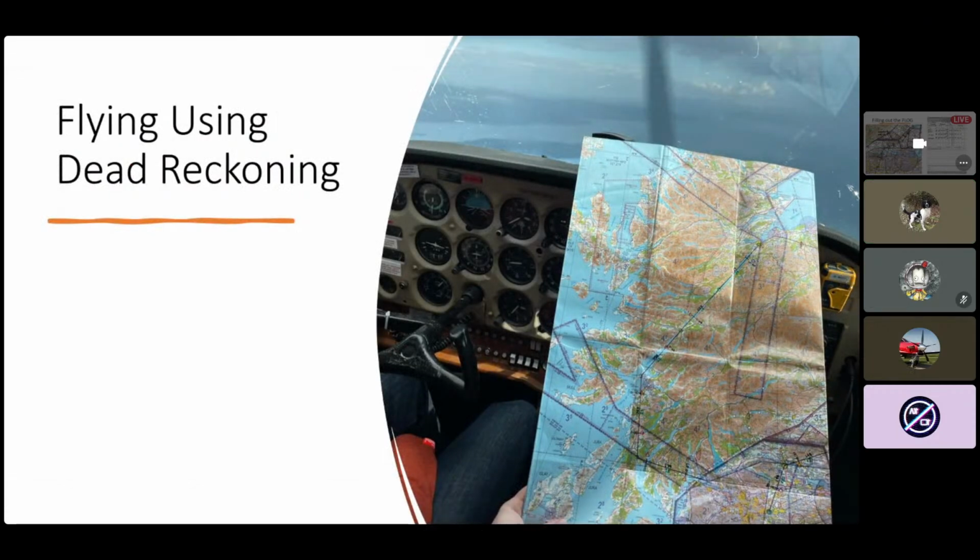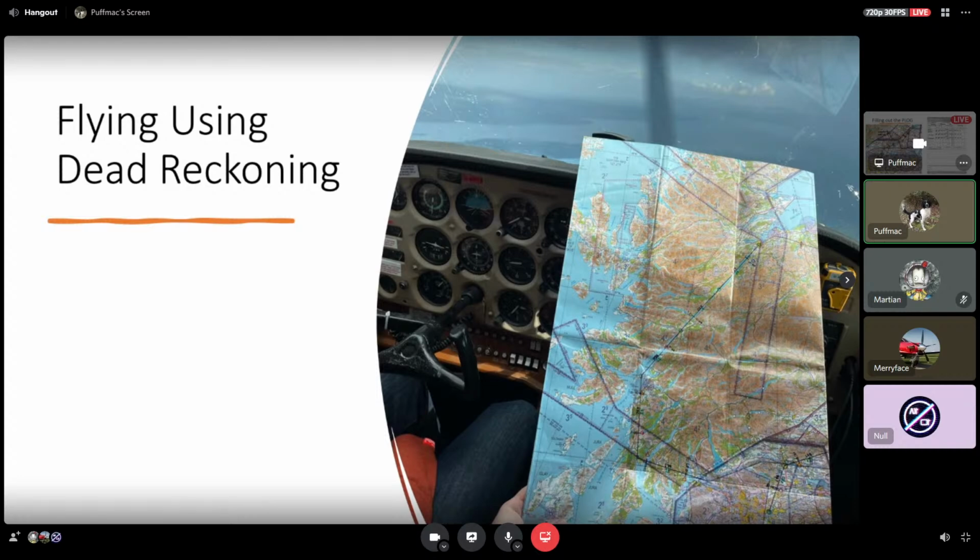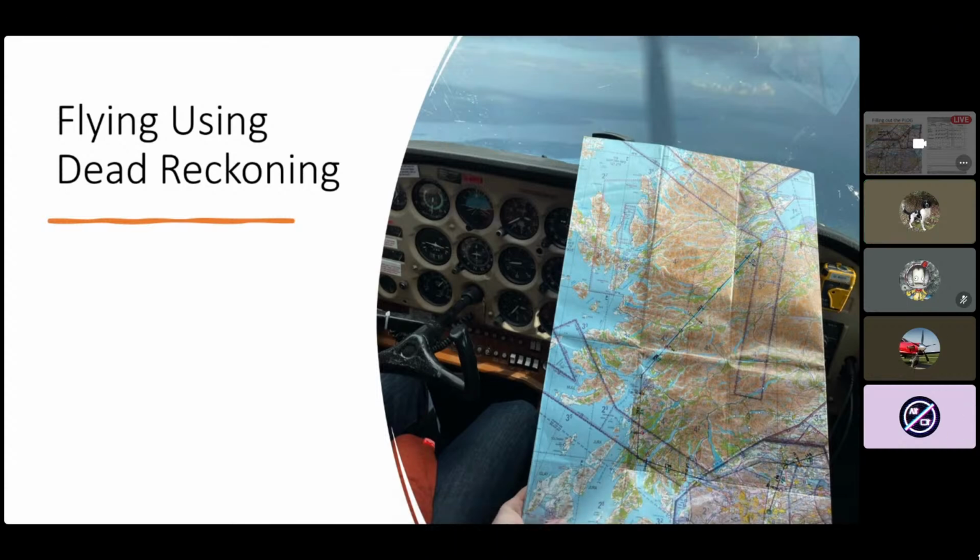So, how do we actually fly using dead reckoning? We've done all the planning. Here's a lovely picture of this very same chart. You can actually see the leg we were just using over here, but this was the first leg, way up the Great Glen from Glasgow to Inverness. And this is us in the cockpit of a nice old-fashioned Cessna 172.